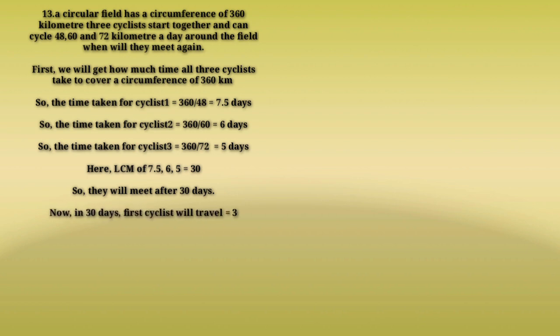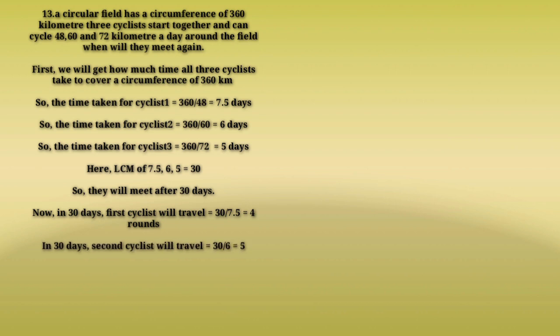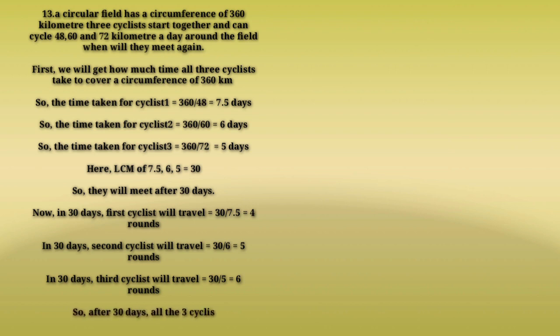Here students, you will have to find out LCM. So finding the LCM of 7.5, 6 and 5, we are getting LCM as 30. So they will meet after 30 days. So we can find out how many times they have covered the circular path.